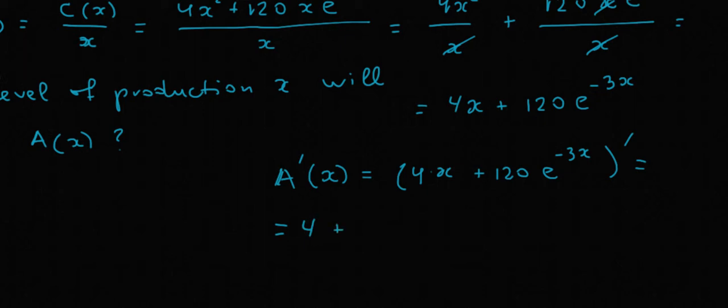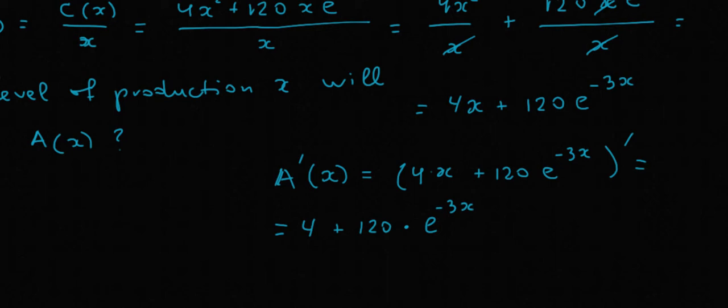When we differentiate the second term, we need to use the chain rule. The reason that we need to use the chain rule is because the exponent here is negative 3x and not just x. And by the chain rule, this derivative will be 120. That's just a constant factor that we have in our function. Then we're going to have an e to the power negative 3x.